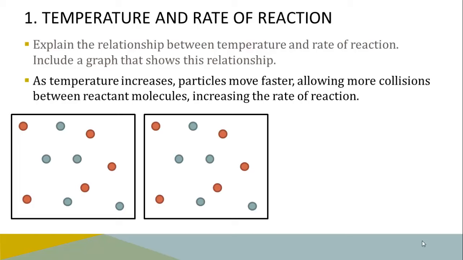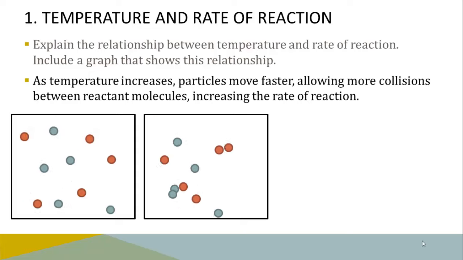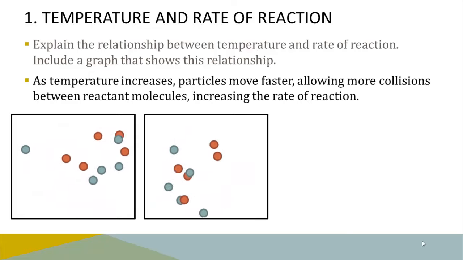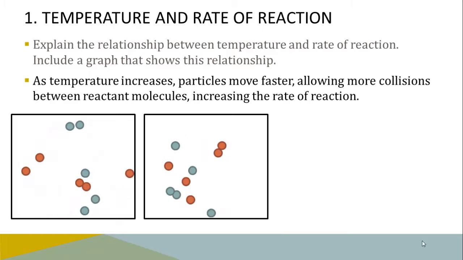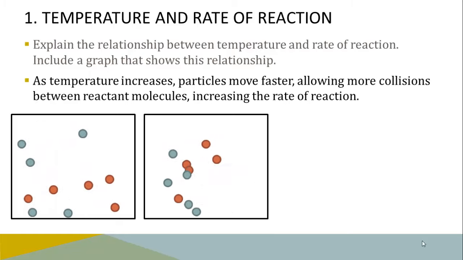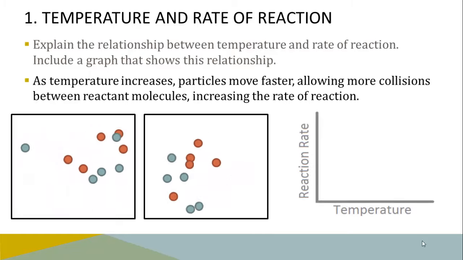So here I've got two reactions, and I've got my reactants, and one is at low temperature. So these particles are going to move very slowly compared to my other particles, which are at a higher temperature. So my higher temperature particles are moving faster, so just because of the fact that they're moving around so much, they're more likely to collide with each other. This will increase the rate of reaction.